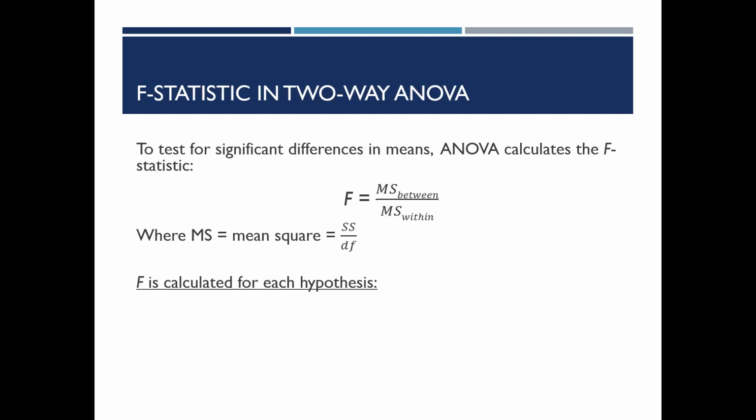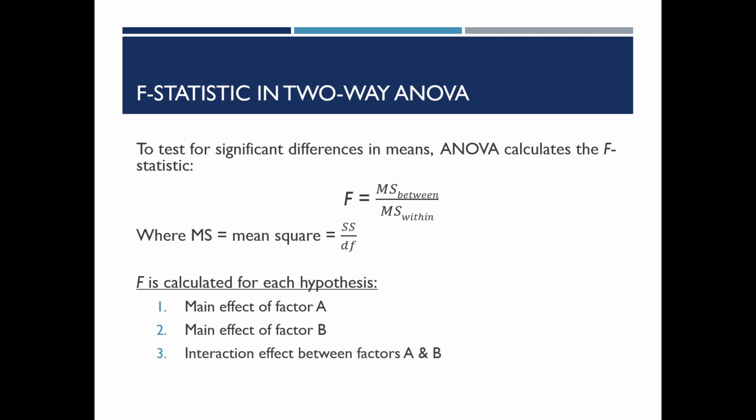Now, you might remember that the F statistic is a ratio of the mean square between and the mean square within. And the mean square is sum of squares divided by the degrees of freedom for that component. In this case, for two-way ANOVA, F is calculated for each hypothesis. So you have one for the main effect of factor A, another F statistic for the main effect of factor B, and finally, the F statistic for the interaction effect. So you will be looking at 3 different F statistics and 3 different tests for these components. So lots to look forward to.